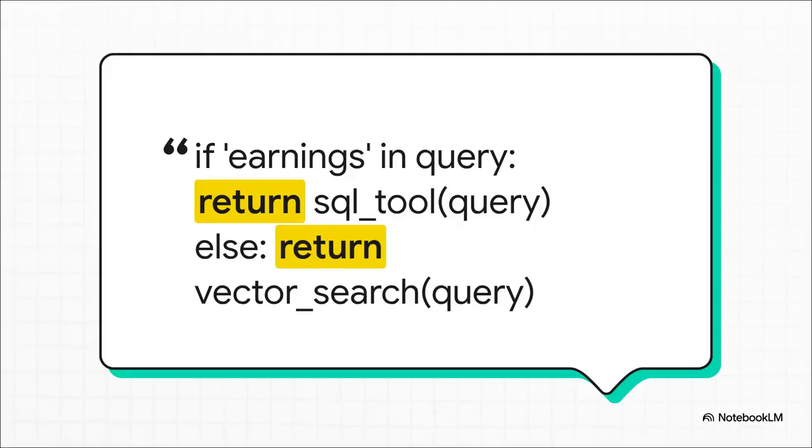And here, let's just take a quick peek under the hood. This simplified Python snippet shows the core logic. You can build a router that uses the LLM itself to classify the user's intent, or you can even use simpler keyword-based rules. If it sees a query about earnings, it routes to an SQL tool, otherwise it just defaults to a general vector search. It's a really simple concept, but it's the absolute foundation of dynamic tool use.